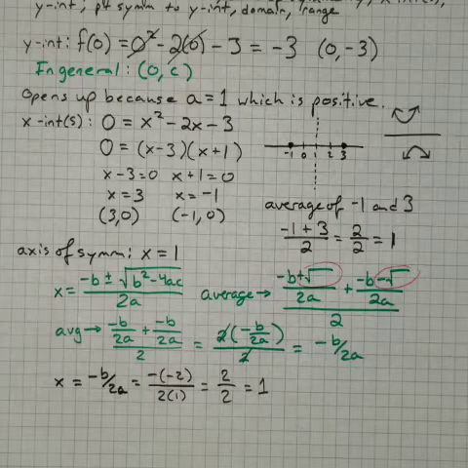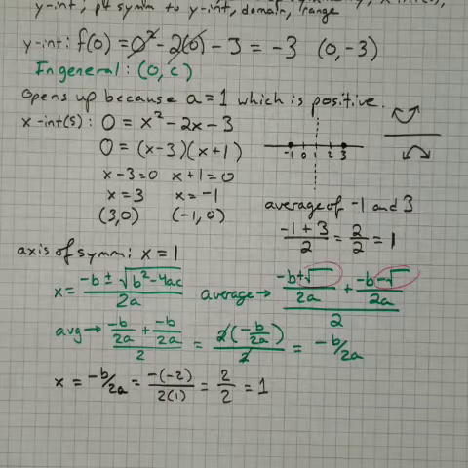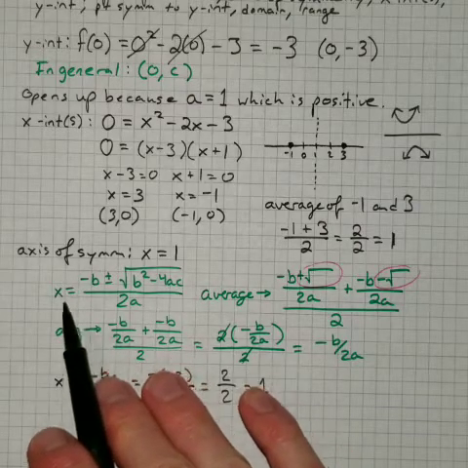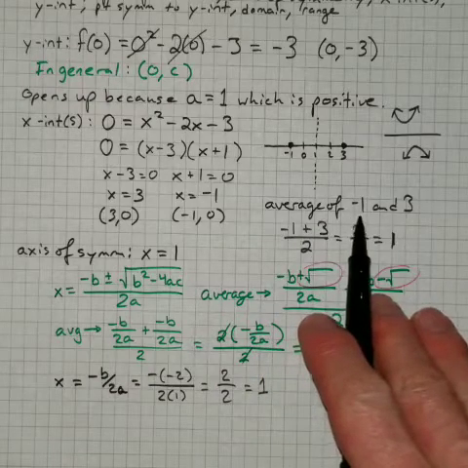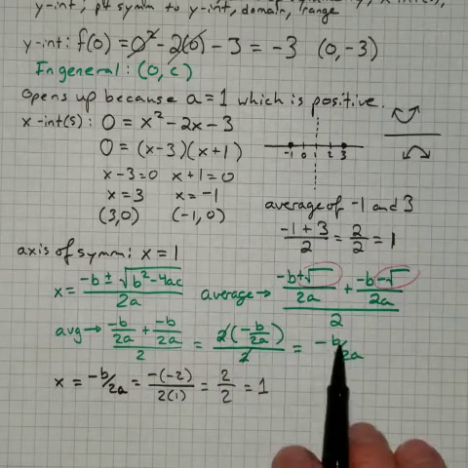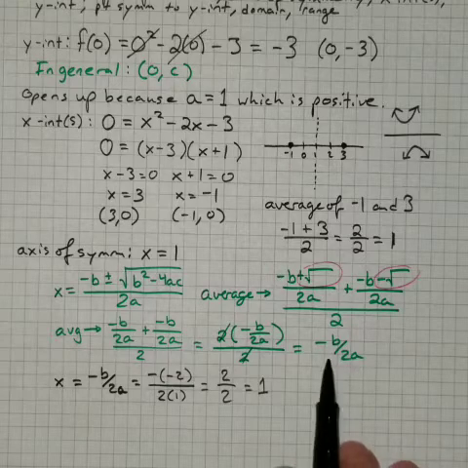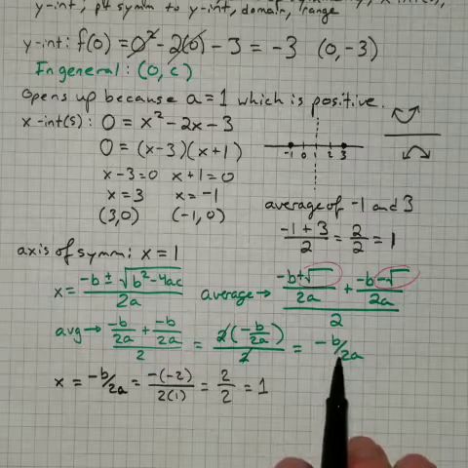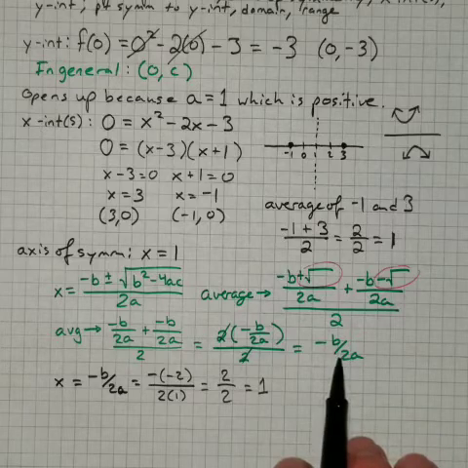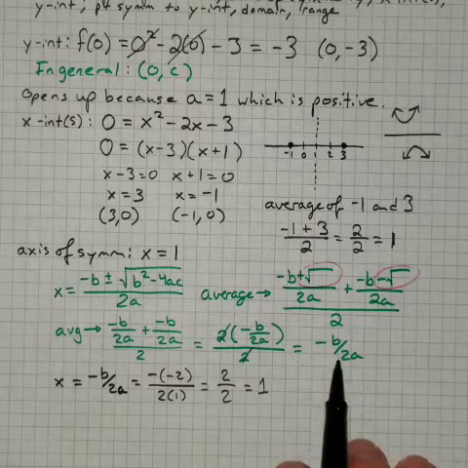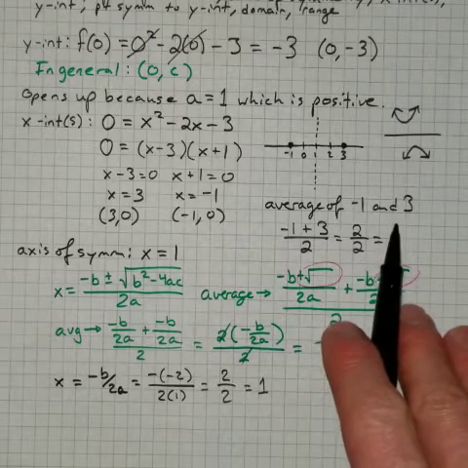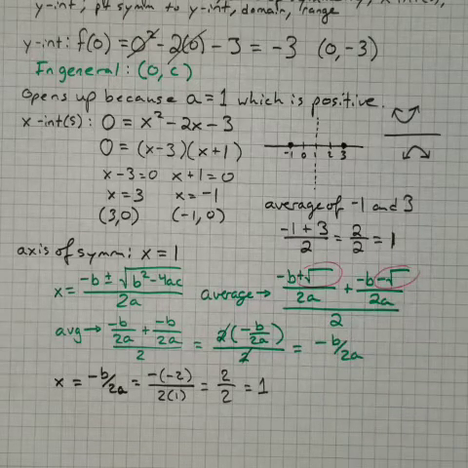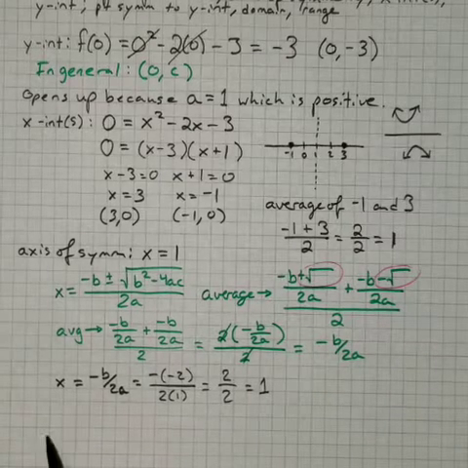Okay, so as a general rule, to find the axis of symmetry, there are two different methods. One is you can average the x-intercepts. The other is that you can use this formula, negative b over 2a. The formula is nice because it works every time, even when there's no x-intercepts. But averaging the x-intercepts can be nice when the numbers are nice, and there are two of them. Okay, now for the vertex.